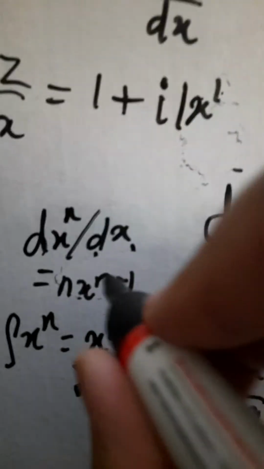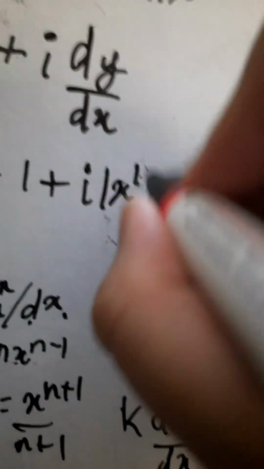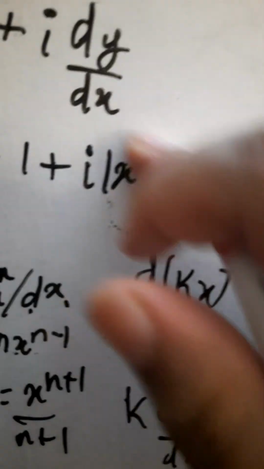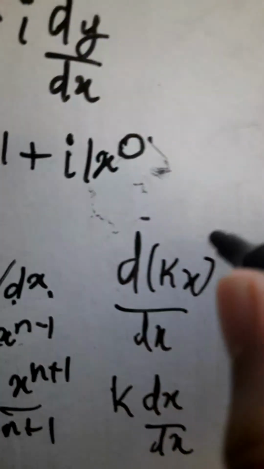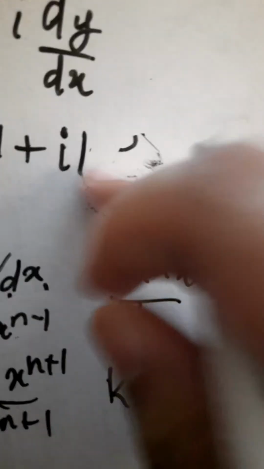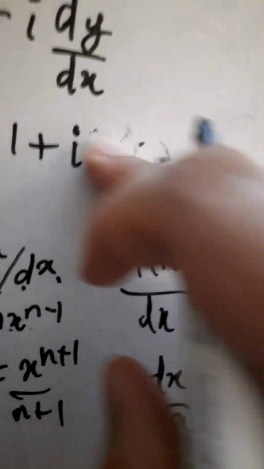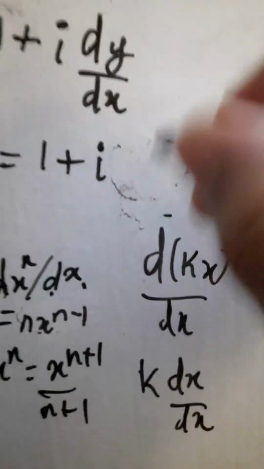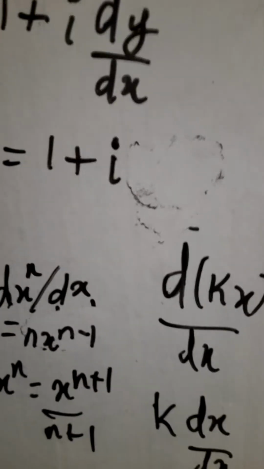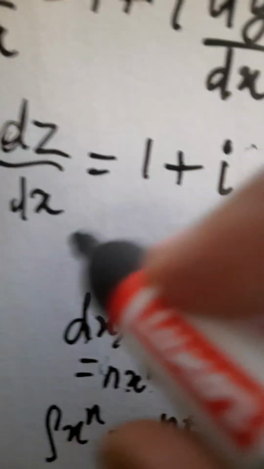Then here x raised to n minus 1. Then n minus 1, 1 minus 1, which is 0. Anything raised to 0 is 1. So 1 into 1. 1 into 1 is 1. And 1 into anything is that itself. So i into 1 is i. Simple.